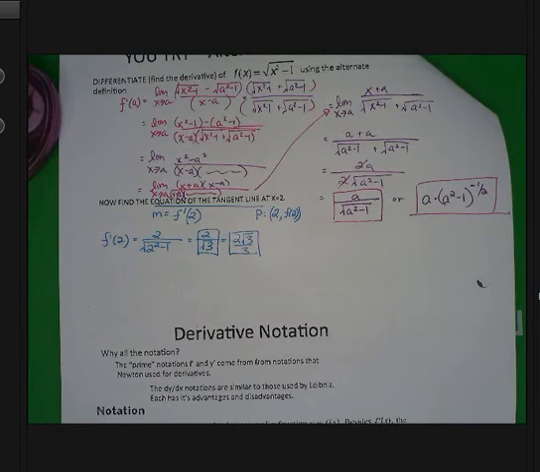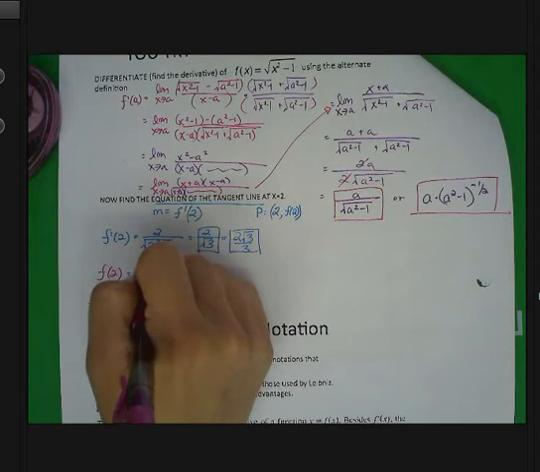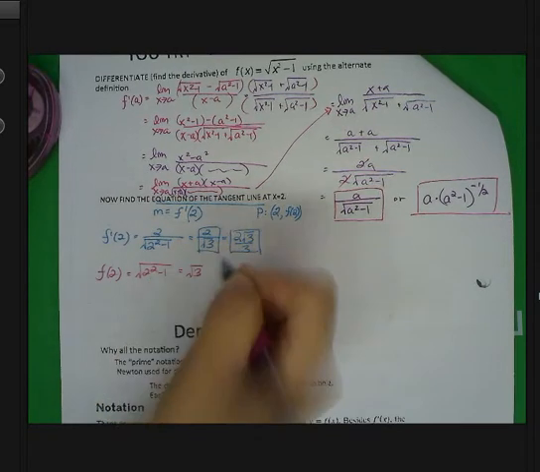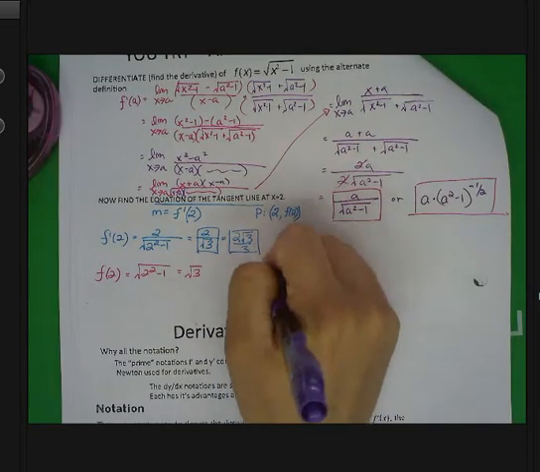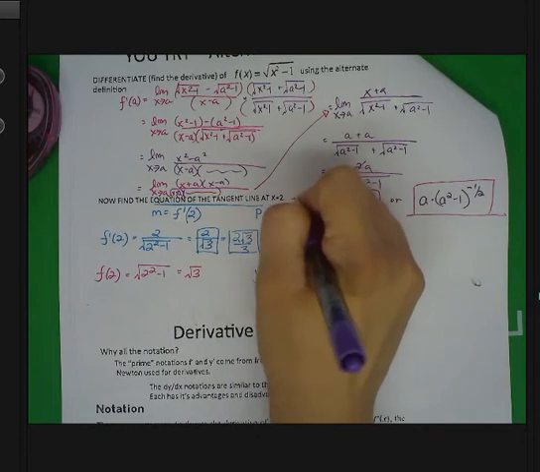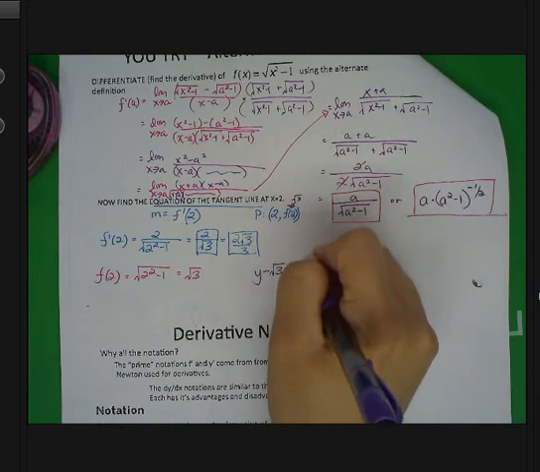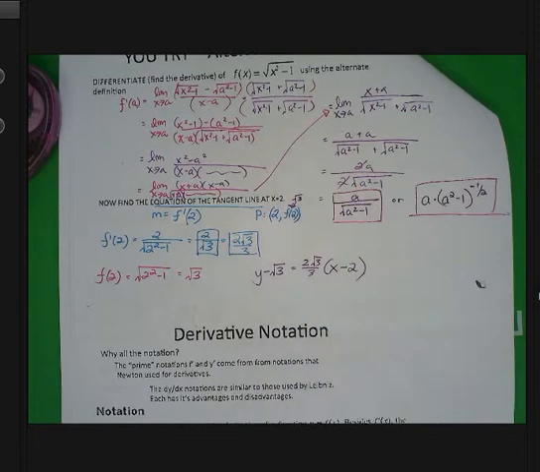Okay, that's the slope. Now we just need to find out what f of 2 is. F of 2 is plugging 2 into this, which is rad 3. So now we're just going to use which form of a line? The point slope, that's the easiest one, right? So we're just going to do y minus rad 3, because this is rad 3, equals 2 rad 3 over 3 times x minus 2. And you could really leave it like that if you want.